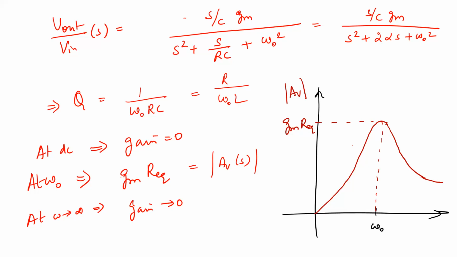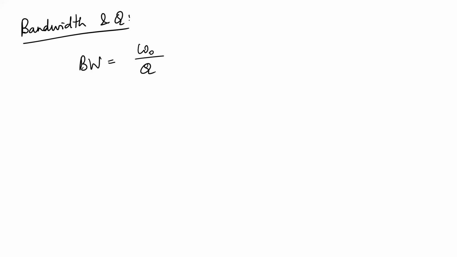Now we have already discussed bandwidth and Q. So how are Q and bandwidth related? Bandwidth is given by omega naught divided by Q. So if Q is high, what will happen? The bandwidth is low. And if Q is low, then the bandwidth becomes high. And we have already looked at the expressions for Q.